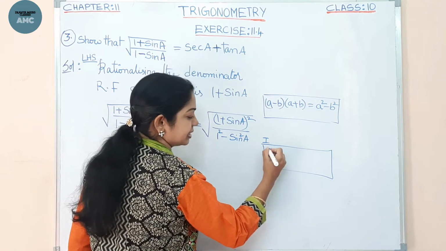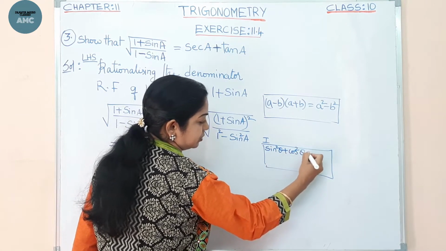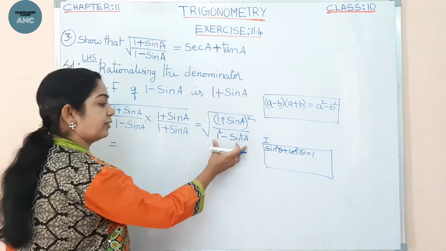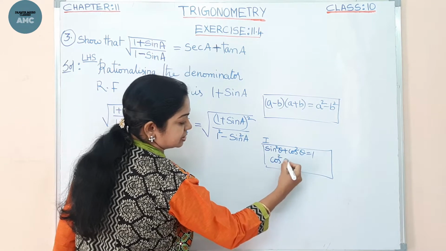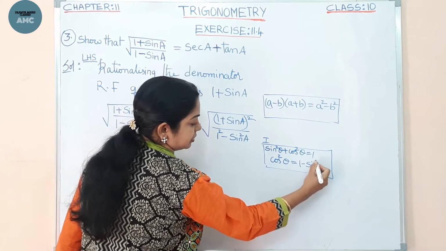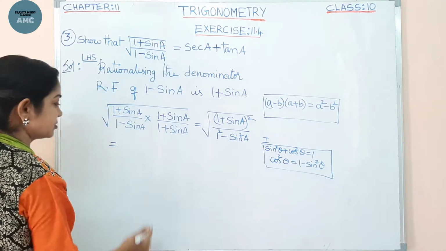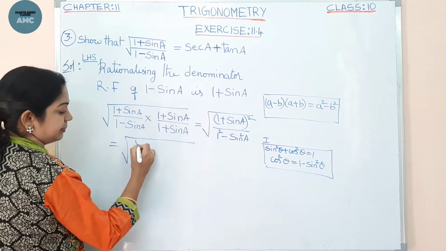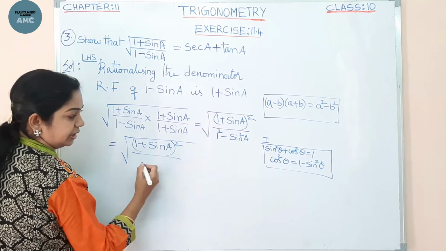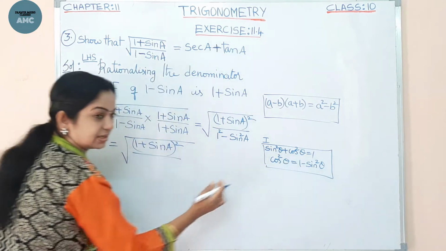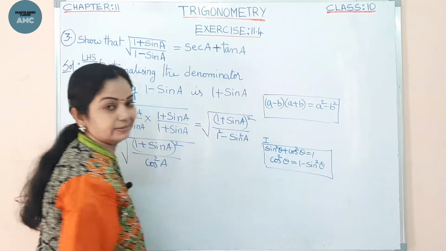Now, here 1 minus sin square. So, let's write sin square theta plus cos square theta is equal to 1. That is the identity. Now, here I want 1 minus sin square. So, if you shift the sin square to the other side, that comes to cos square theta is equal to 1 minus sin square theta. So, instead of 1 minus sin square A, I will replace it with cos square A. Now, the upper part is the same, 1 plus sin A whole square, the numerator. Here, instead of the denominator, I will write cos square A. That means we have used the first identity.